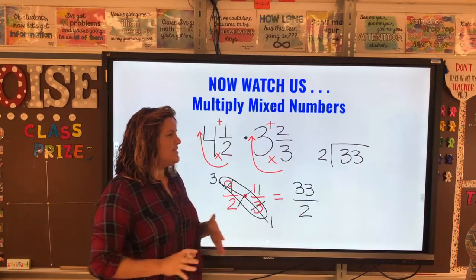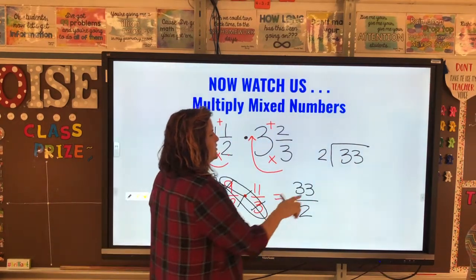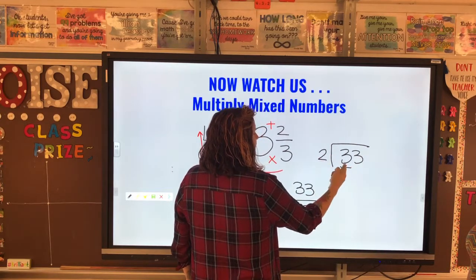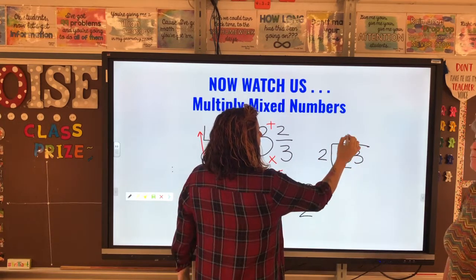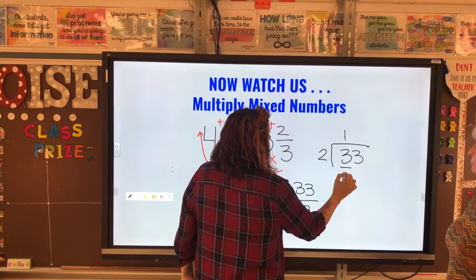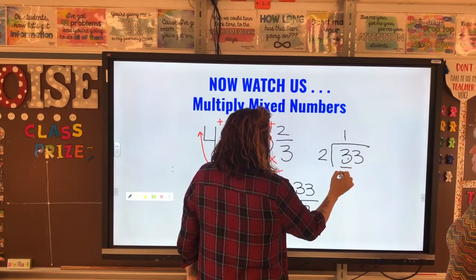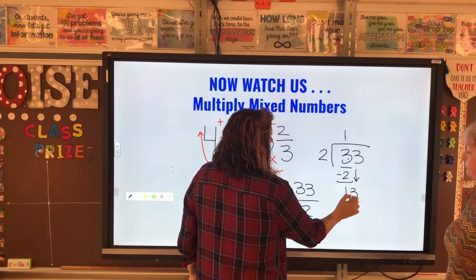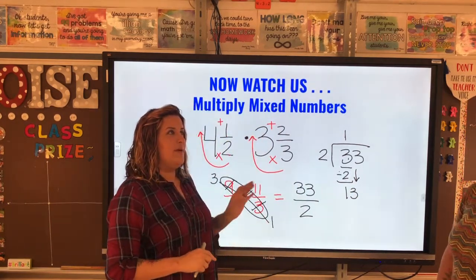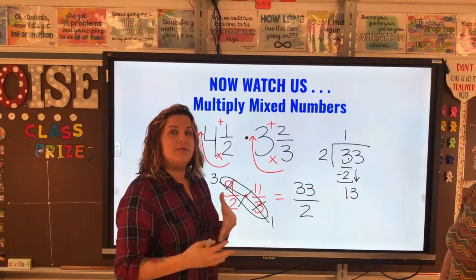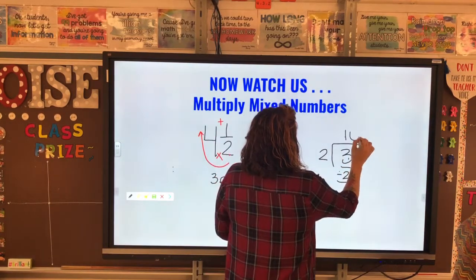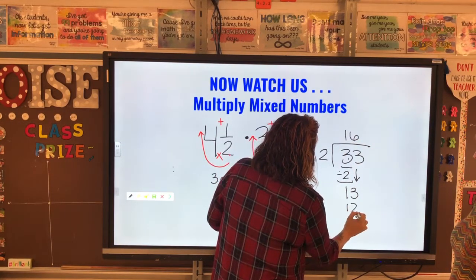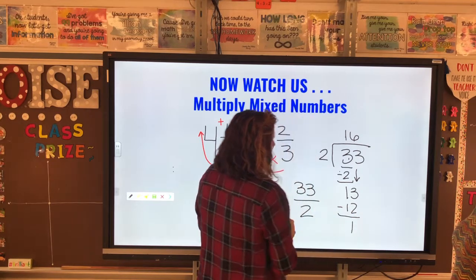So I'm going to do it like a 2-step process. I'm just going to look at this first number. If I have 3, could I give you 2? Well, yeah, 1 time. 1 times 2 is 2. 3 minus 2 is 1. And I bring down that 3. So now I think to myself, how many groups of 2 go into 13? Well, 6. 6 times 2 is 12. I subtract, I have 1 left over.